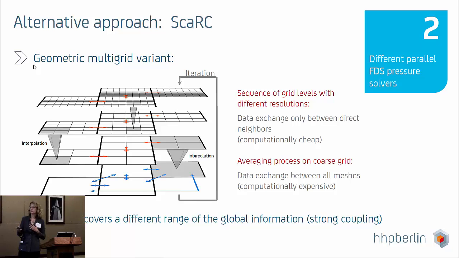So at first sight, this looks much more wasteful than the FFT method, because I have to use more levels. But on the other hand, each level covers a different range of the global information flow, so that we get a very strong global coupling and a much higher accuracy, as we will see.